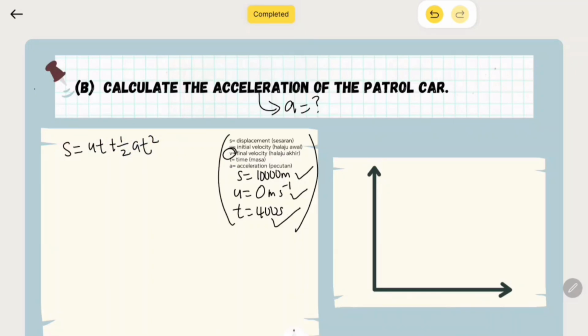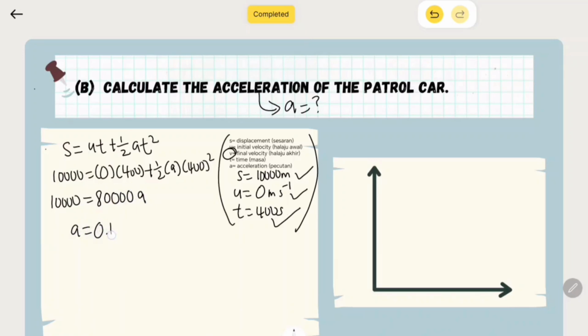As we know, this is 10,000 meter, u is 0, t is 400 seconds, plus 1 over 2, a is the thing we need to find, and t is 400 squared. So we simplify this equation, it becomes 10,000 equals 80,000 a. So we finally get a. The figure is 0.125 meter per second squared.